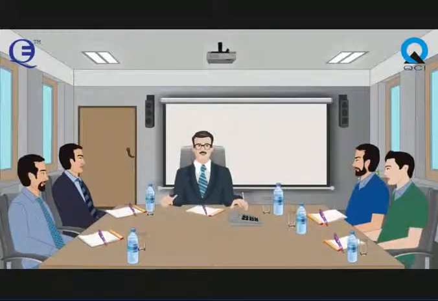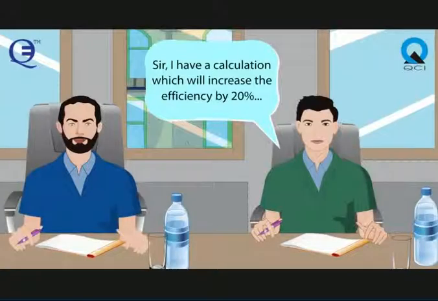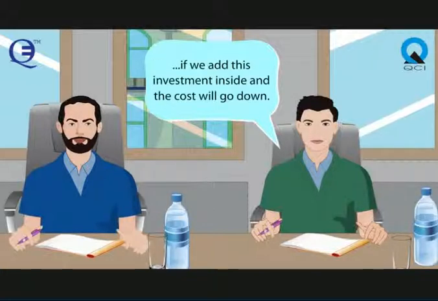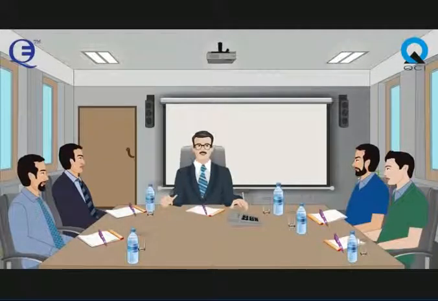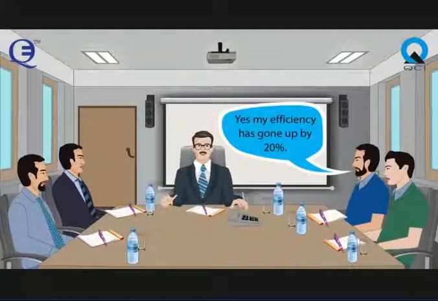Suppose somebody comes to you and talks to you about resource A. Resource A is loaded for 2000 minutes, and he says, sir, I have a calculation which will increase the efficiency by 20% if we add this investment inside, and the cost will go down. He comes, you invest, and on paper you show that yes, the efficiency has gone up by 20%. So what does that mean? What was being produced in 2000 minutes is now being produced in 1600 minutes. An increase of 20% in efficiency.